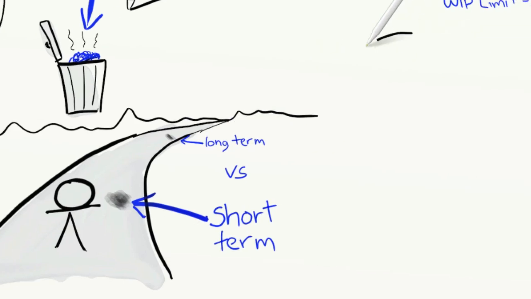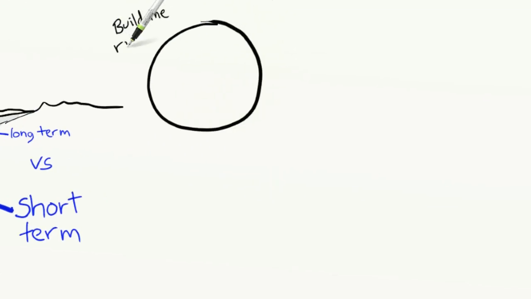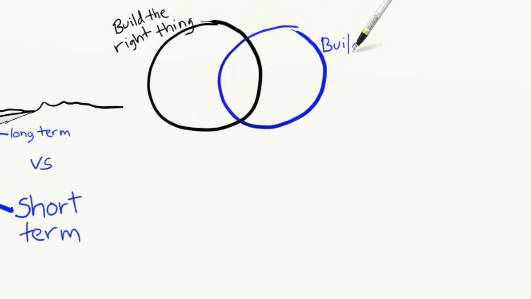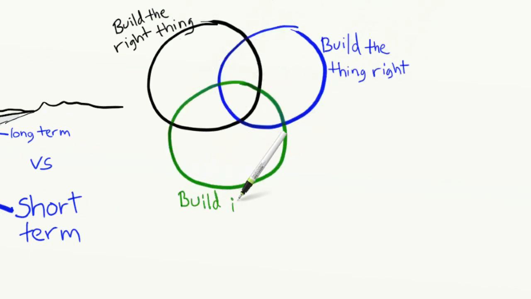And this relates to another trade-off. Should we focus on building the right thing? Or building the thing right? Or perhaps building it fast? Ideally, we want all three, but it's hard to find the balance. Suppose we are here, trying to build the perfect product with the perfect architecture. If we spend too much time trying to get it perfect, we may miss the market window or run into cash flow problems.